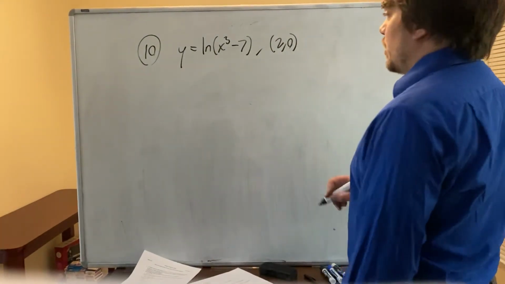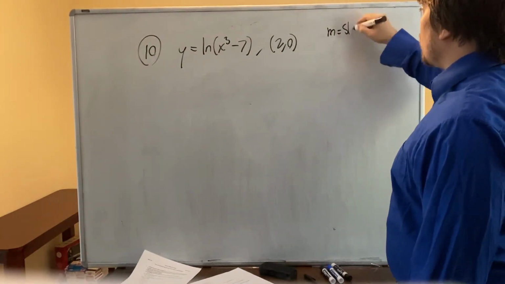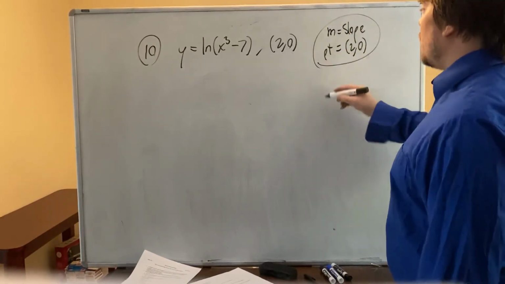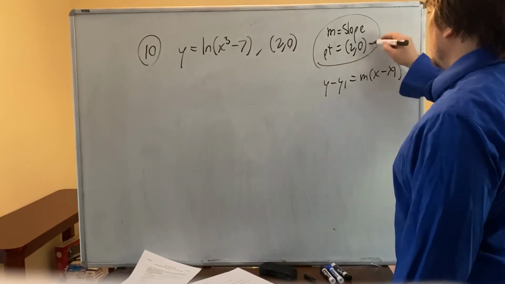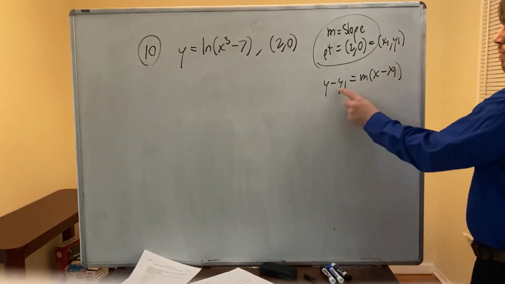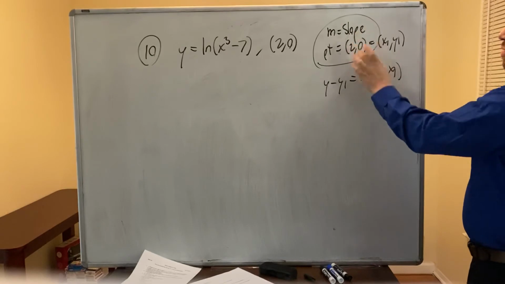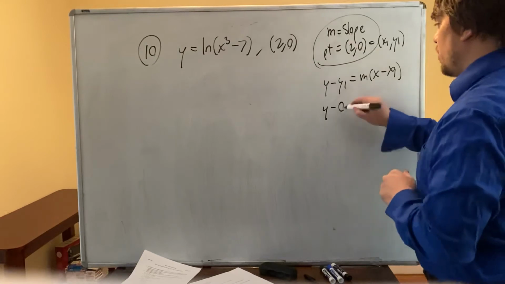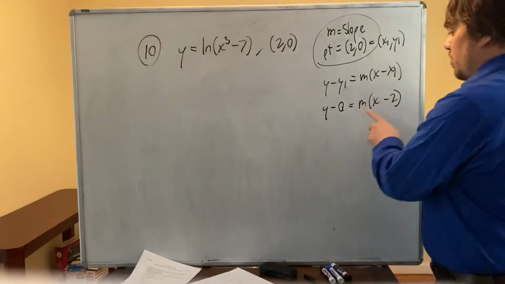In order to know the equation of a line, if we know its slope and a point, and here our point is (2, 0), the equation of the line is y minus y1 equals m times x minus x1, where this is (x1, y1). So x1 is 2, y1 is 0. If we know the slope of the tangent line, combined with the given point, we can just plug in: y minus 0 equals m times x minus 2. So we just need to find the slope of the tangent line and plug it in, and we're done.